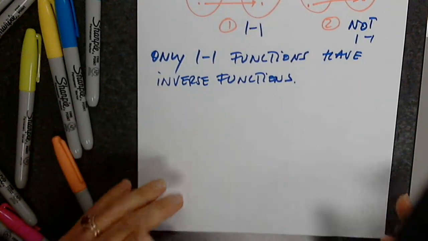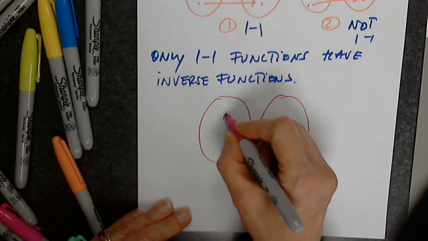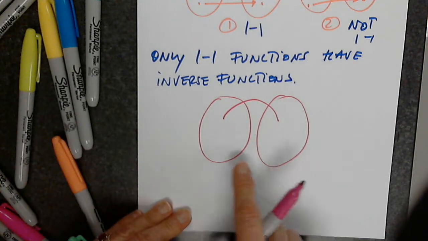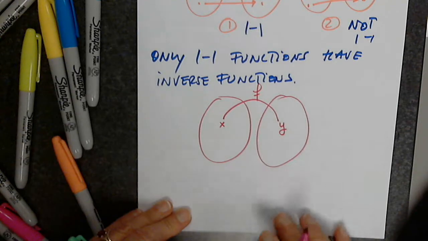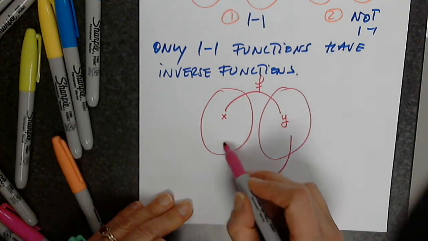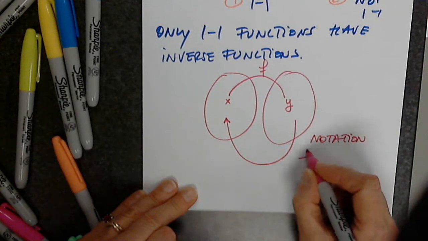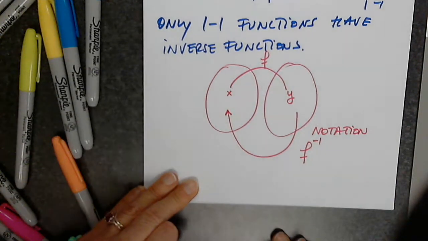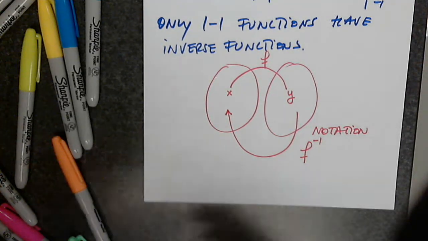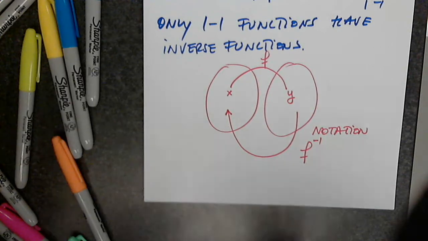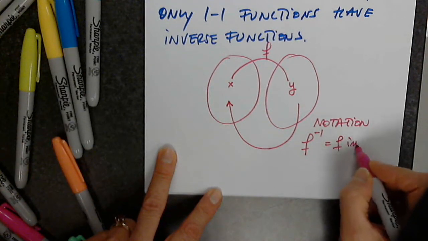Now, this is extremely important about two functions. If this is one-to-one and I apply f and I get y, the inverse function, the notation, is f inverse. Not to be read f raised to negative 1, which means 1 over f. No, no, no. This is just a notation. So we read it f inverse.